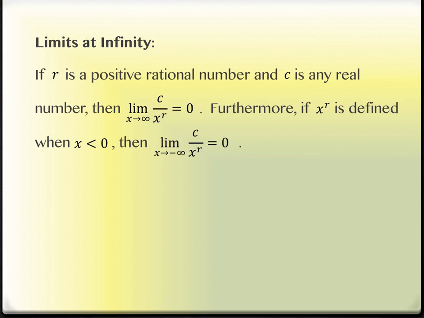These are limits at infinity. If r is a positive rational number and C is any real number, so C can be any constant value, then the limit as x goes to infinity of C over x to the r is equal to 0. Furthermore, if x to the r is defined when x is negative, then the limit as x goes to negative infinity of C over x to the r is also equal to 0. So jot that down and we'll talk about what it's actually telling us.